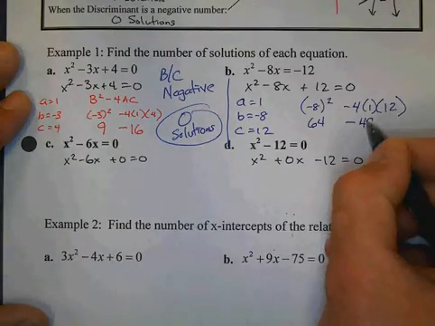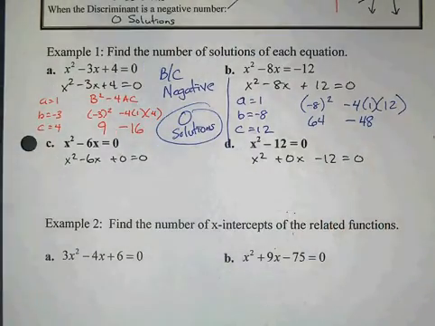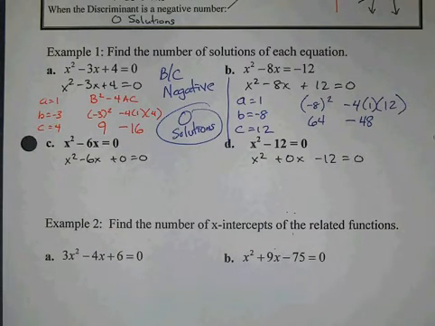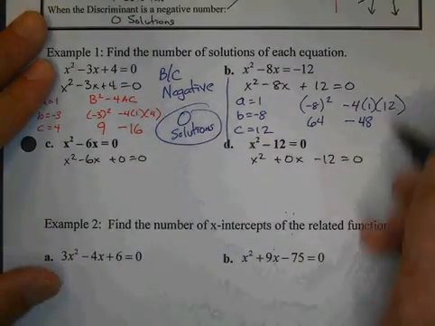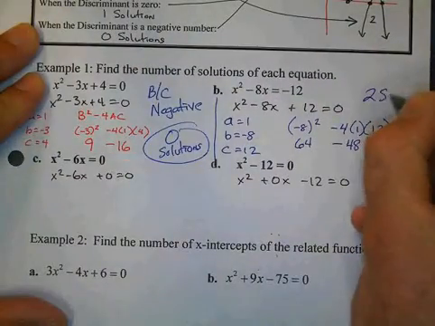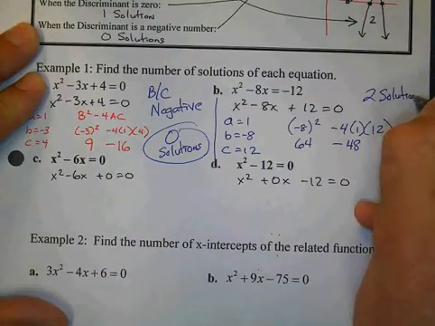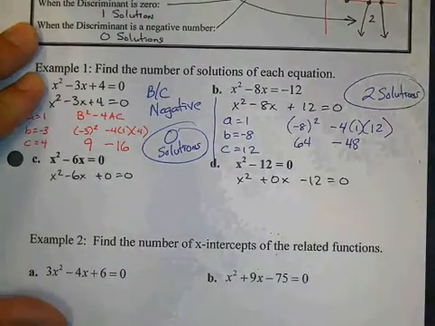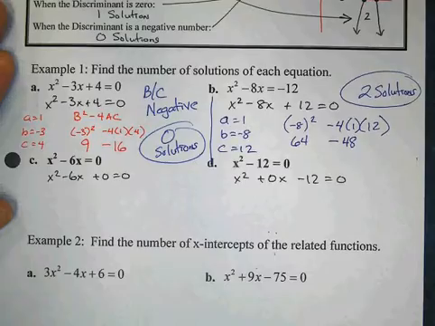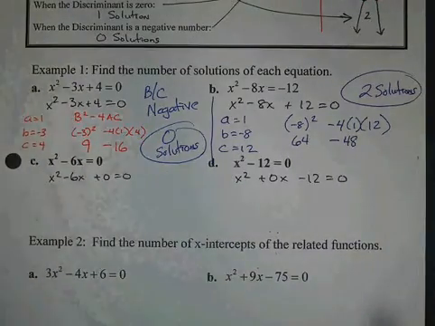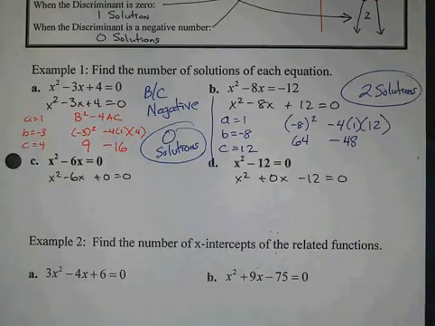Is 64 minus 48 positive, negative, or 0? Positive. So, how many times does the parabola cross the x-axis? 2 solutions. Wait, so basically the discriminant is what's inside the quadratic? Exactly. That's right, Grace. The discriminant is what's inside the quadratic equation square root part.